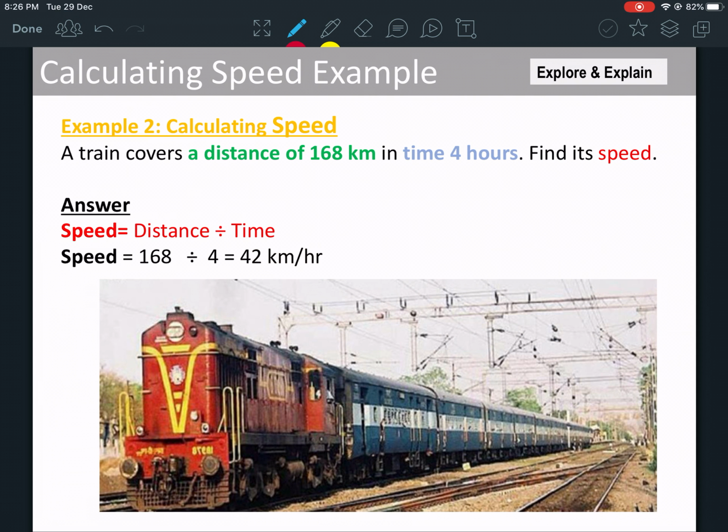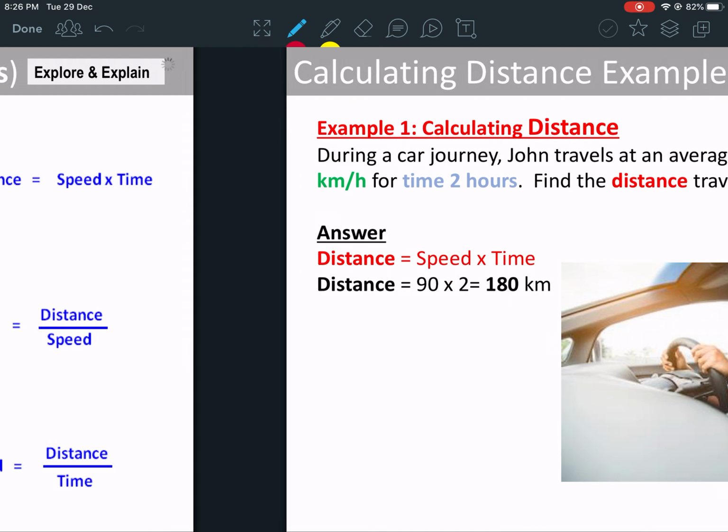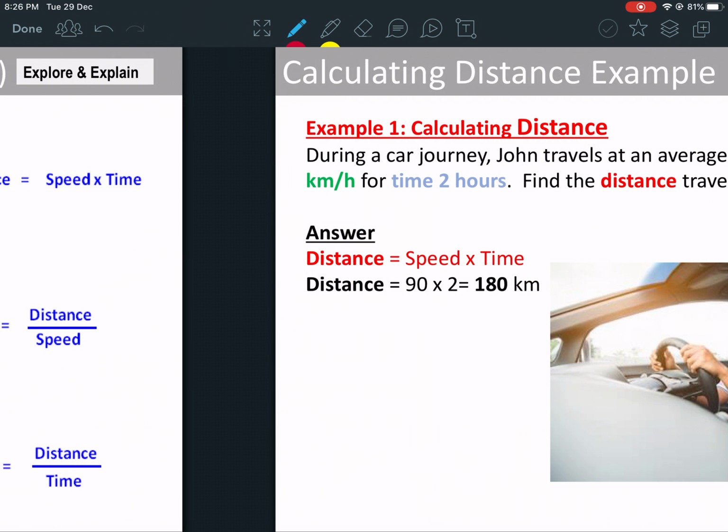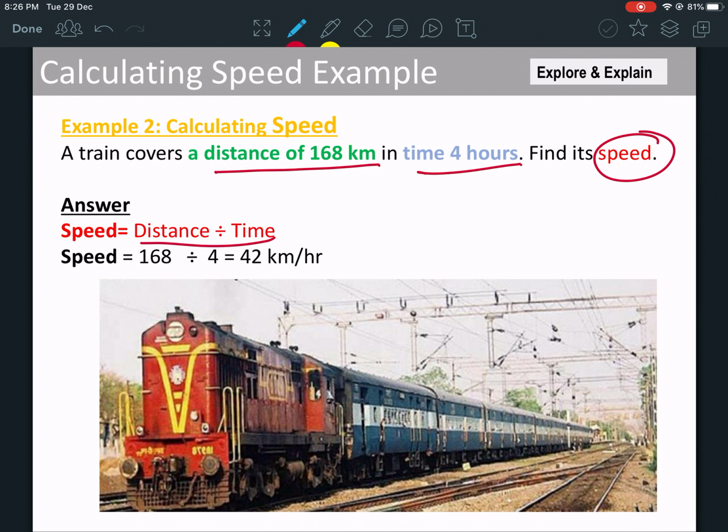For example, calculating speed, you have a train that covers a distance of 168 in 4 hours. Calculate the speed, so the speed would be distance divided by time. You go over there, you get the formula, or by the exam you would have memorized the formula. So it's 168 divided by 4, it's 42, and it's kilometers per hour here, not meter per second. Why? Because they used kilometers and hours.